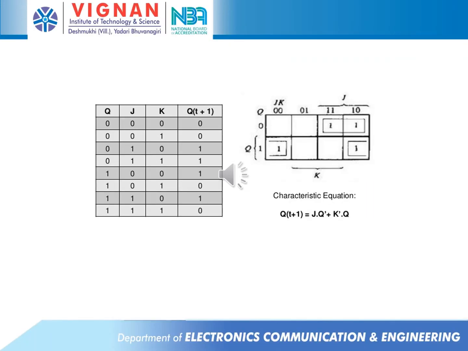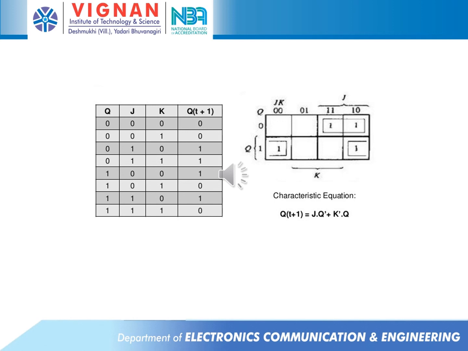And lastly, the characteristic equation of the JK flip-flop. The characteristic equation is one which defines the state changes that are going to take place upon the application of the inputs. It is derived from the modified function table which was discussed in the previous slide. So here we take the first column as the present state, the next two columns as the present inputs, and the last column as the next state outputs.